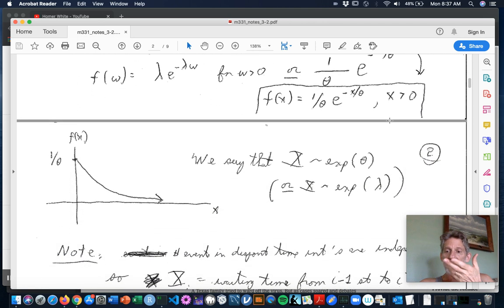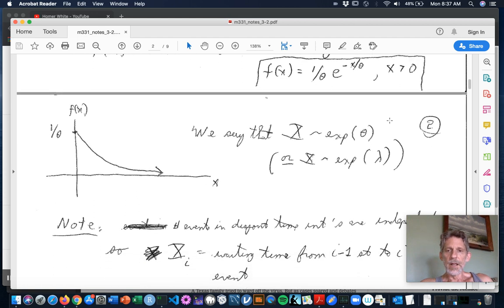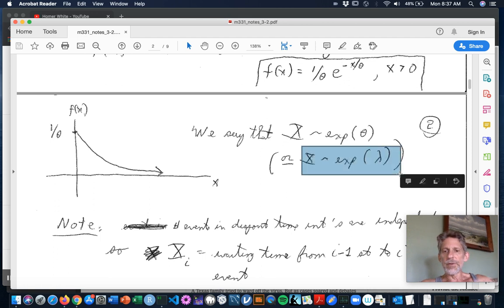So that's an interesting random variable, the time to wait for your first event in a Poisson process. You ought to give it a name. We call such waiting time variables exponential random variables. So we'll say that capital X is exponential with parameter theta. We could also say that it's exponential with a rate lambda, depending on which of the concepts, rate or waiting time, we prefer to use.